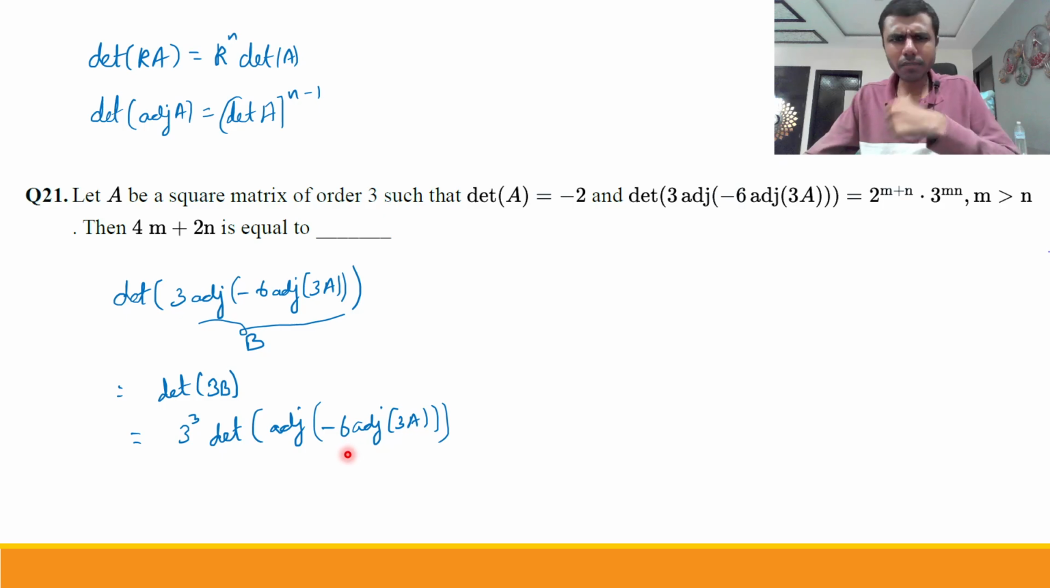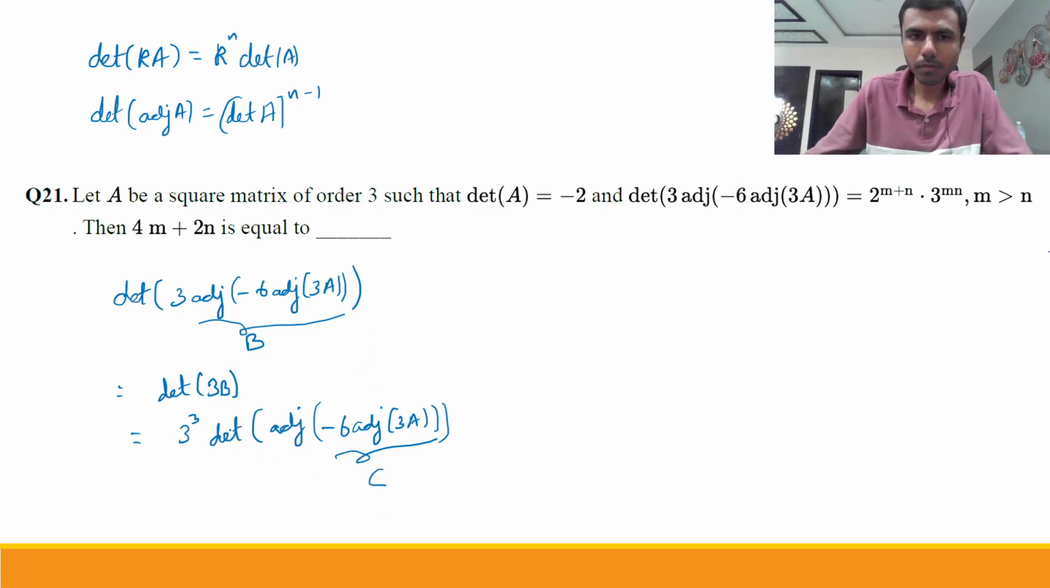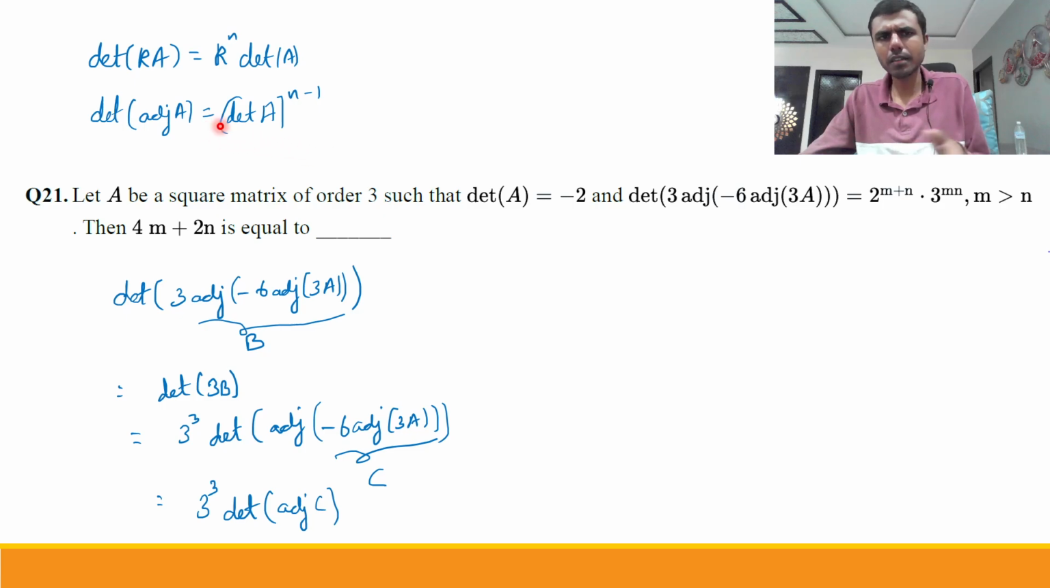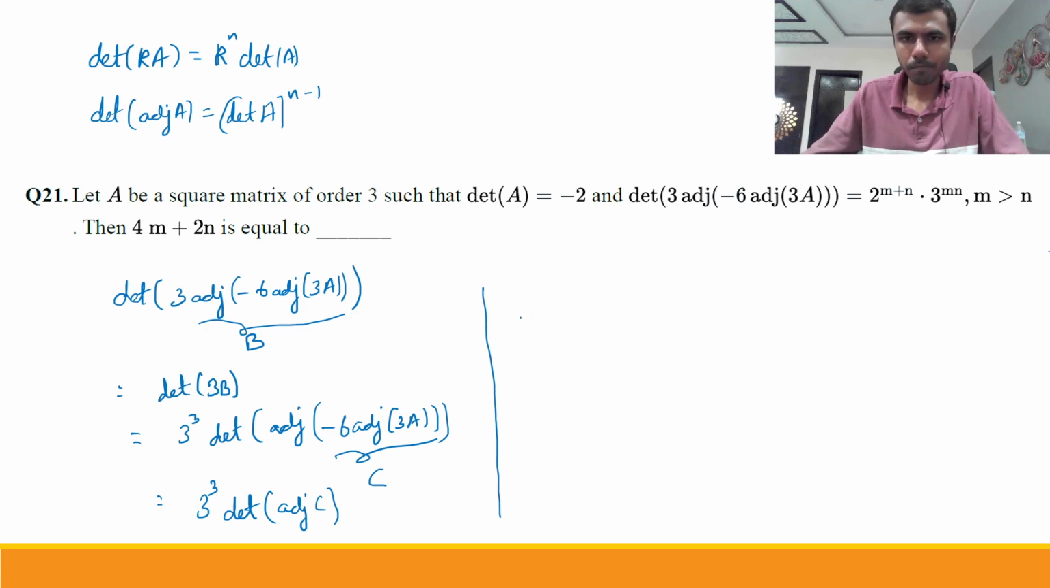Now take this matrix as some C. Now the question would become something like this: 3 cube into det of adjoint of C. What is det of adjoint? It is nothing but det of that matrix to the power n minus 1, right? So this one would be 3 cube into det of C to the power n minus 1.